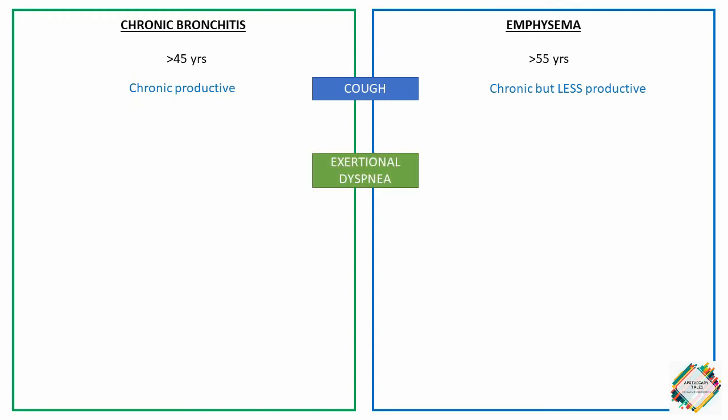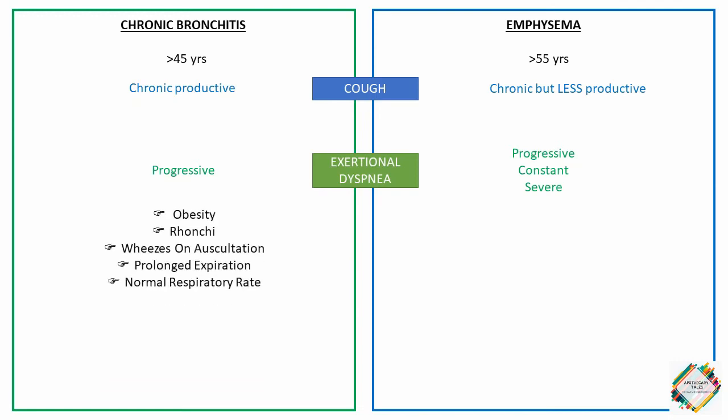Exertional dyspnea is the most common presenting symptom and is progressive, however the severity of the symptom may not reflect the severity of the disease. Exertional dyspnea that is progressive, constant and severe is more characteristic of emphysema than chronic bronchitis. The other common findings of chronic bronchitis include obesity, rhonchi and wheezes on auscultation, prolonged expiration, and a normal respiratory rate.